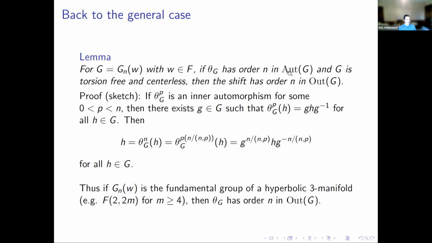Now this does apply back to the topology. So if you're the fundamental group of a hyperbolic 3 manifold, like those Fibonacci groups, then the shift must have order n in the outer automorphism group. And I'll be honest, in the spirit of the workshop, I'm not sure if this consequence here is necessarily deep or anything. Maybe that's obvious to some 3 manifold topologists out there, but it is an interesting consequence of this shift dynamics.